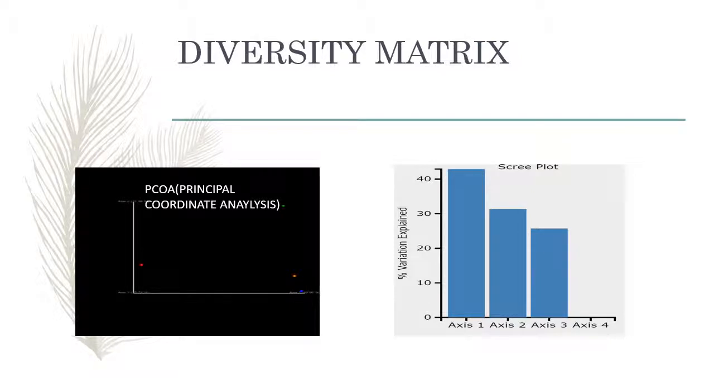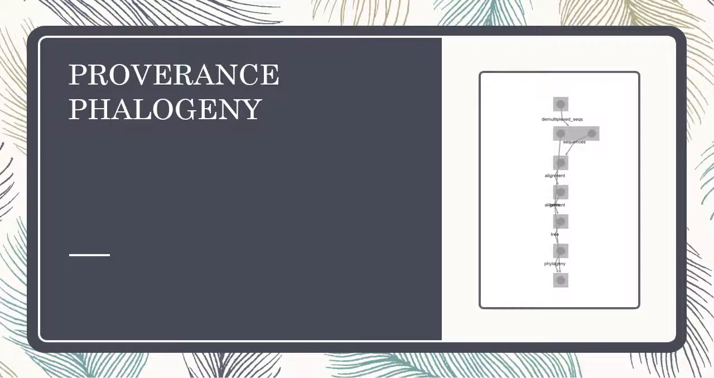Further, we need to work on the diversity matrix. This can be seen by the PCoA, that is the principal coordinate analysis. The other one is the scree plot, which shows that the points on axis 1 are more principal as compared to axis 2, and then it is followed by axis 3. The other one is the provenance graph for the phylogeny. After the demultiplexing, the sequences were aligned to form the tree for the phylogeny.